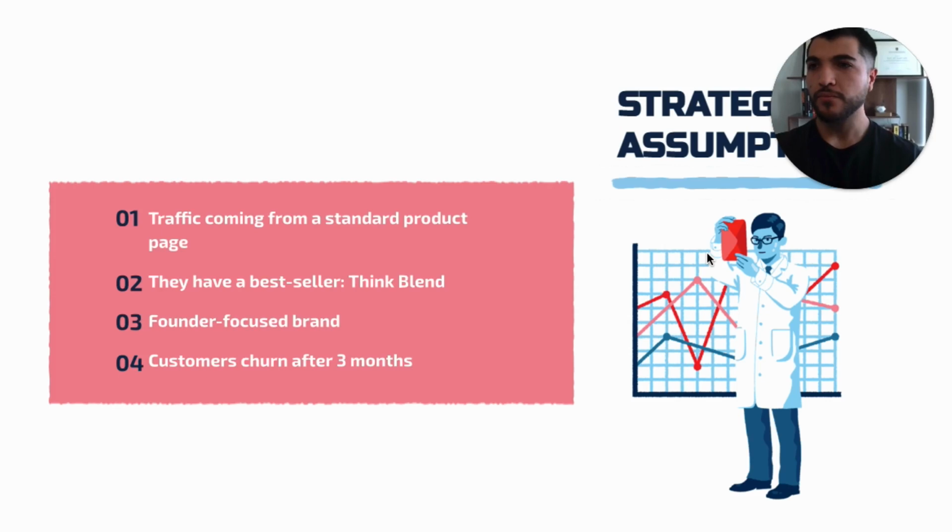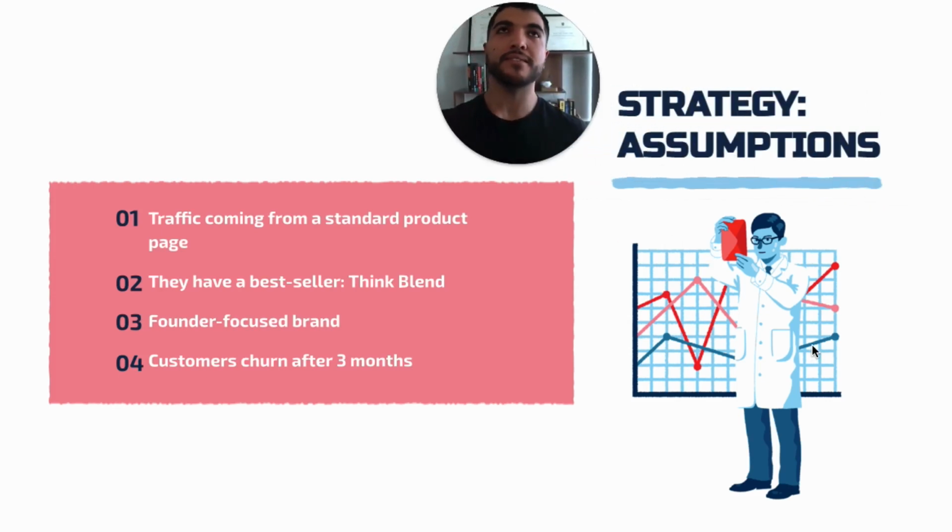Then, since we don't have all the data behind the current results, the website analytics, and so on, we're going to have to make some assumptions about the brand. So, first of all, we're going to assume that the traffic is coming from a standard product page, so not coming from an influencer landing page, which they are already doing, or not coming from a specific offer, in which case we centered our messaging around that.